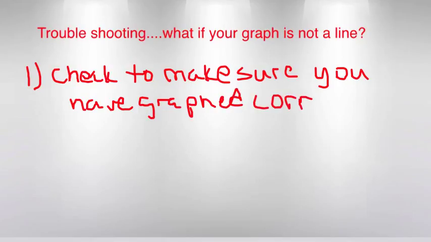Sometimes we just get the vertical and the horizontal mixed up, okay? So don't erase anything. Look at your graph, look at your ordered pairs. If you've graphed them correctly, then the next thing you need to do is go back and check your calculations.